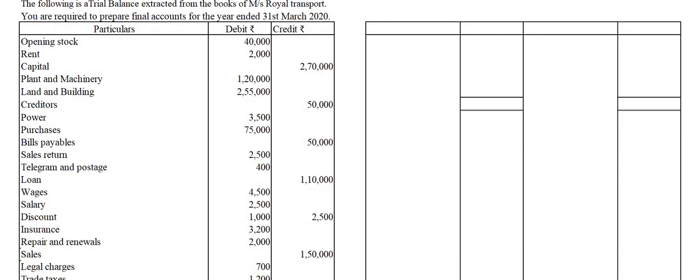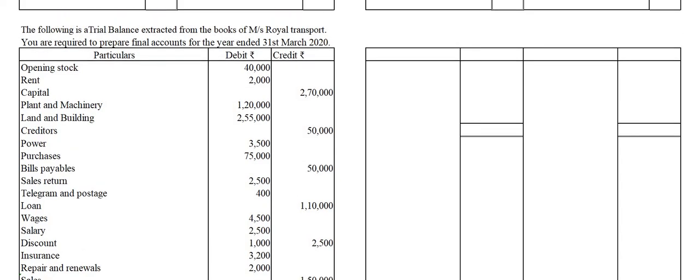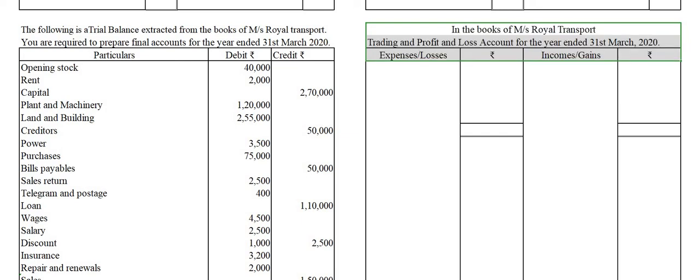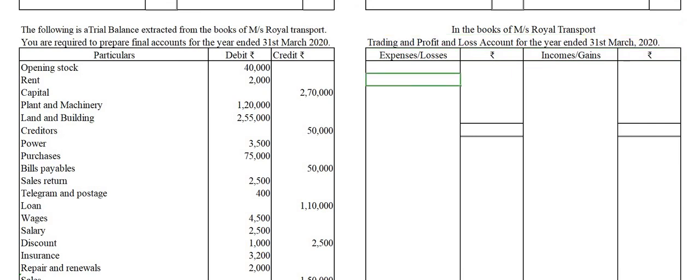So we know what a trial balance is and how to prepare a trial balance. With this trial balance, let us prepare the trading and profit and loss account and balance sheet. We have already told that the trading account and profit and loss account will be prepared together. So we can write the heading like this: In the books of Royal Transport, trading and profit and loss account for the year ended 31st March 2020.